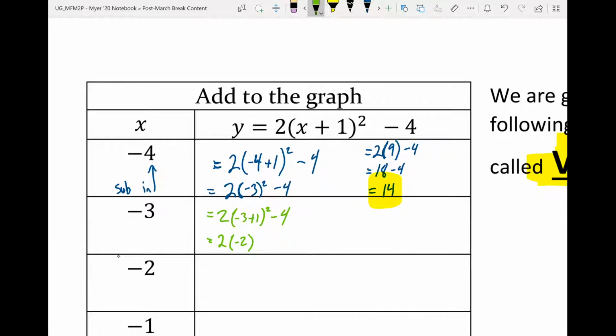So negative 3 plus 1 is negative 2 squared minus 4. And now I'm going to do the exponent. Negative 2 squared is just 4. So I get 8 minus 4 equals 4.